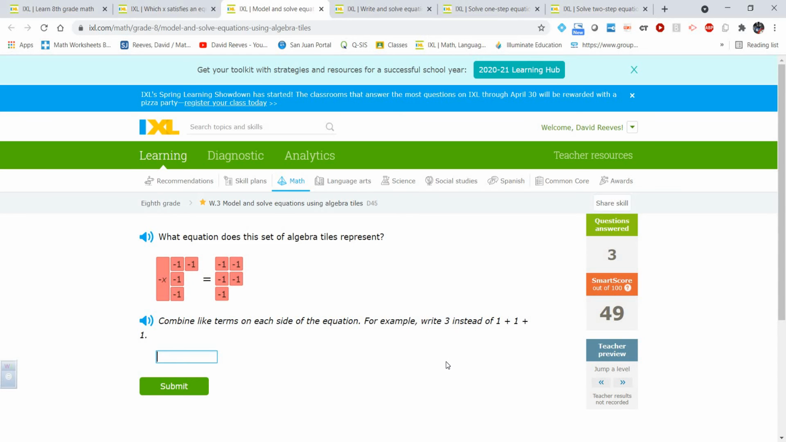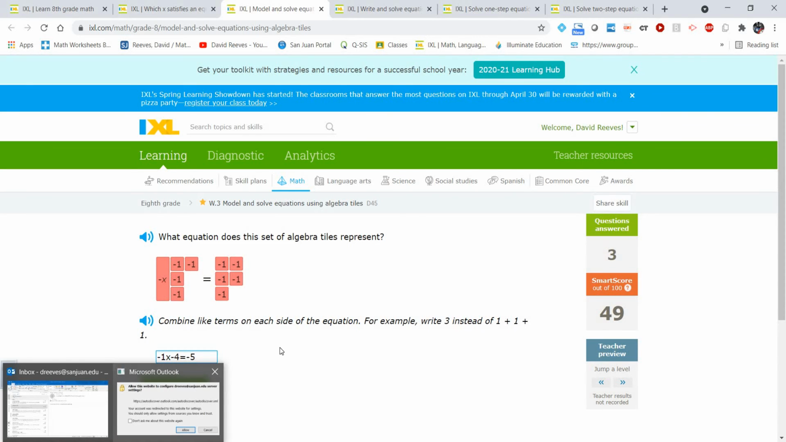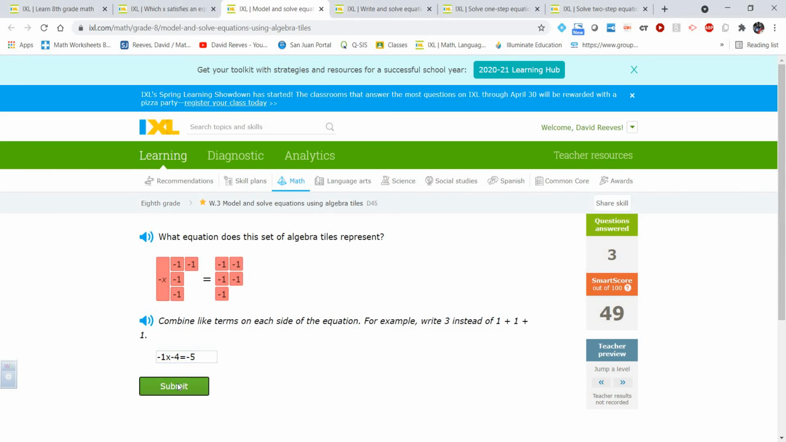All right. This one right here, what equation do I have? Remember, those red ones are negative. So, I'm going to have a negative 1x because I just have one of them, right? And then I'm going to put minus, because adding a negative is the same as subtracting a positive, minus 4. And then I'm going to put equals, and what do I have on the other side? I have -5. Okay, negative 1x minus 4 is equal to -5.